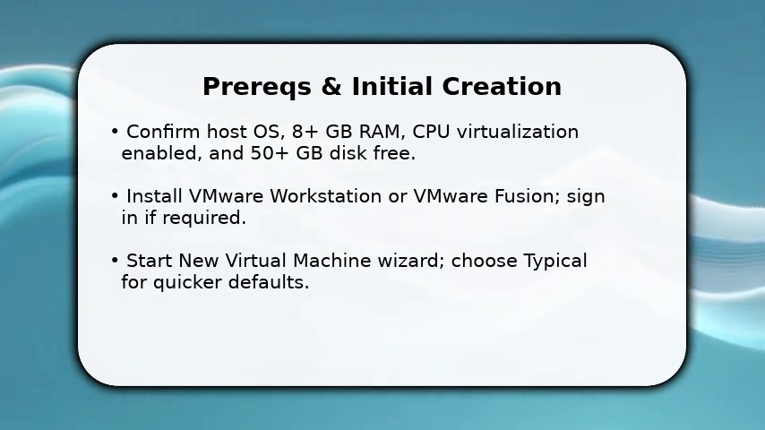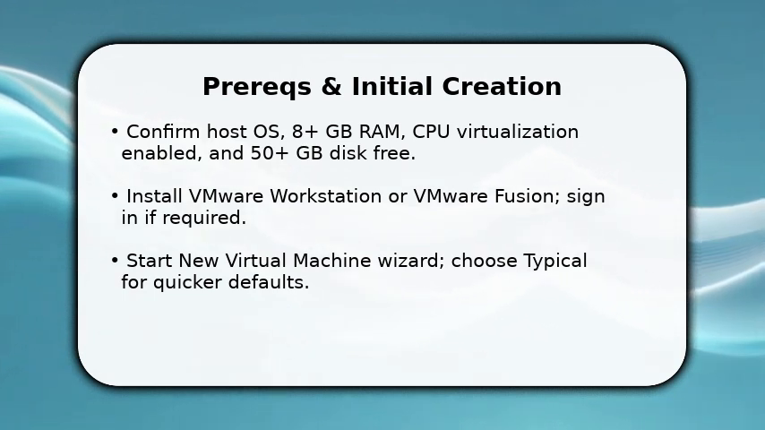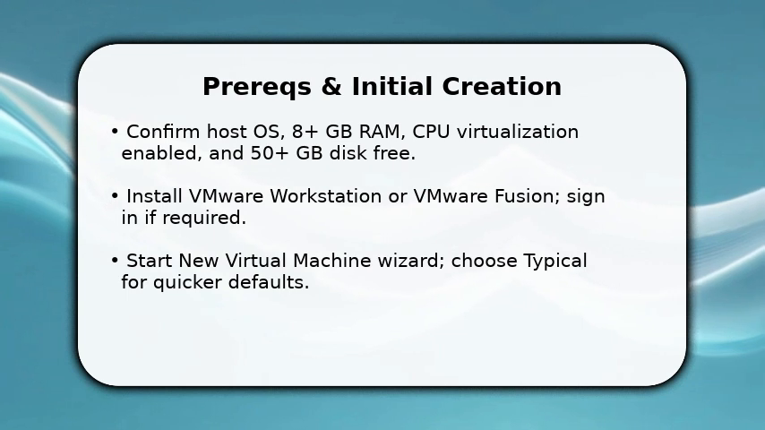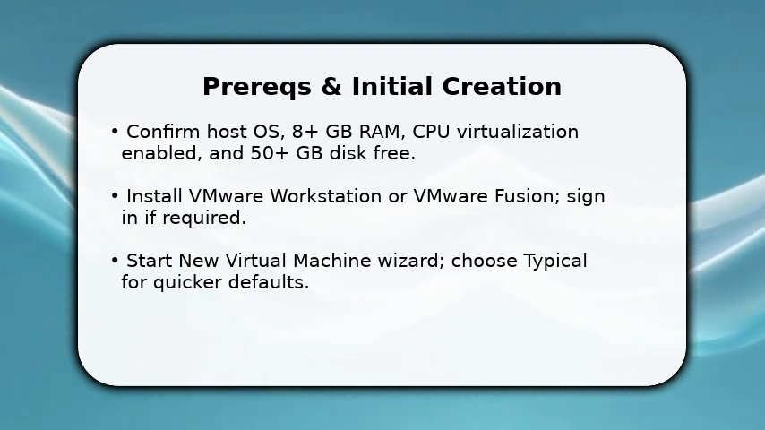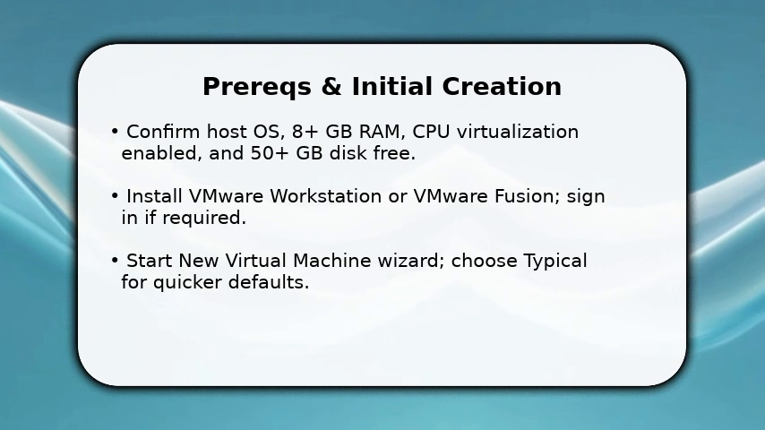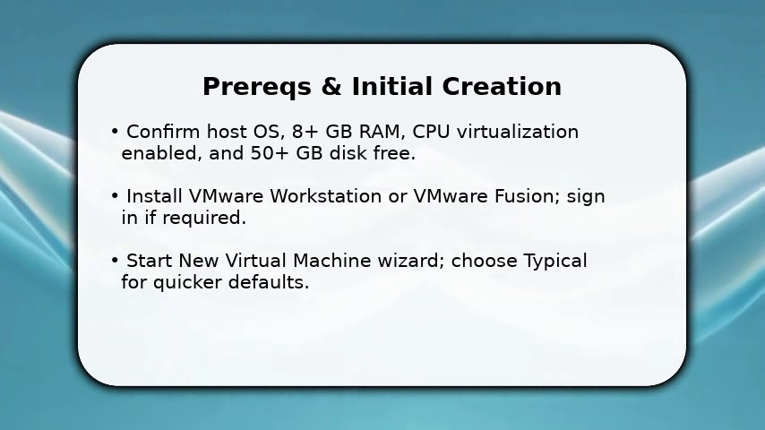Select Typical to let VMware set sensible defaults, then point to an ISO or installer media. This step kicks off the VM. You're choosing the hardware profile and boot source, so the operating system can be installed cleanly.